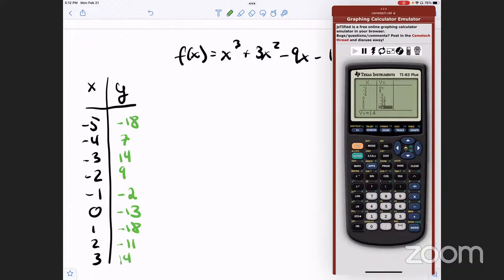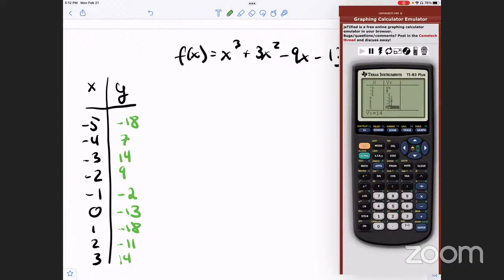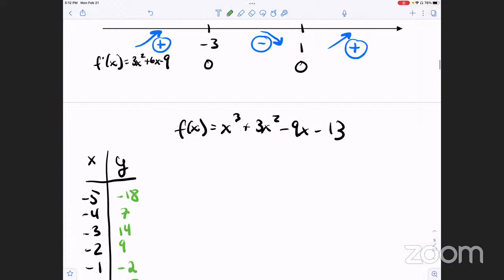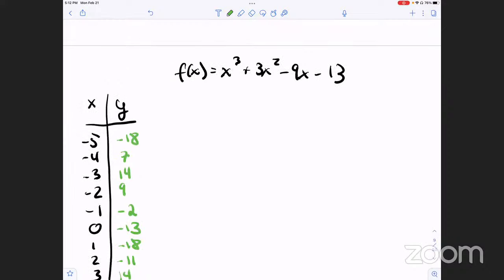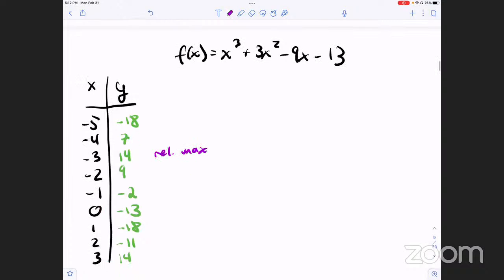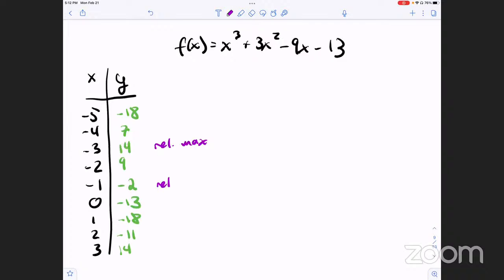So we just found the relative extrema and a few additional points. And earlier we said that when x is -3, that was a relative max. So let's label that. We got that this was a relative max, and this was a relative min. Okay. I really just want to do a quick sketch.